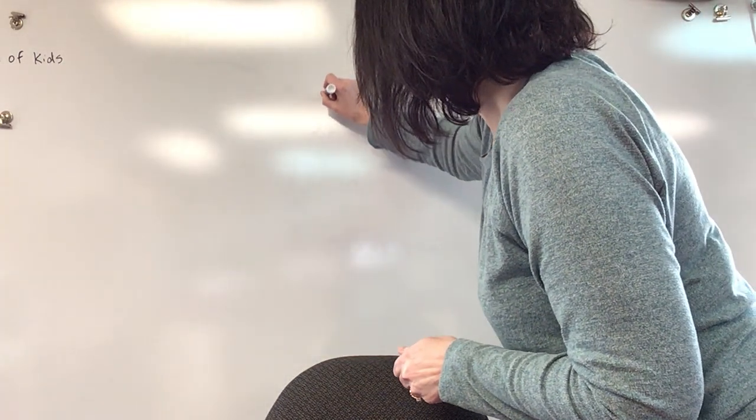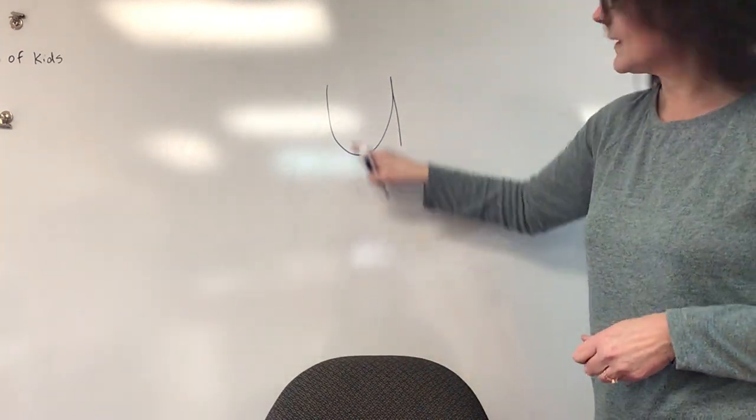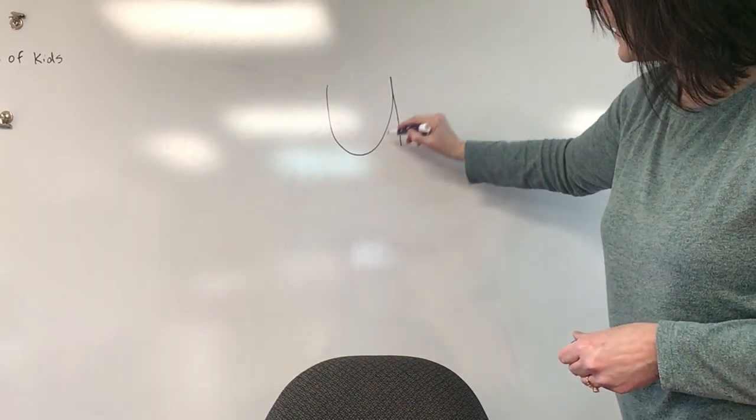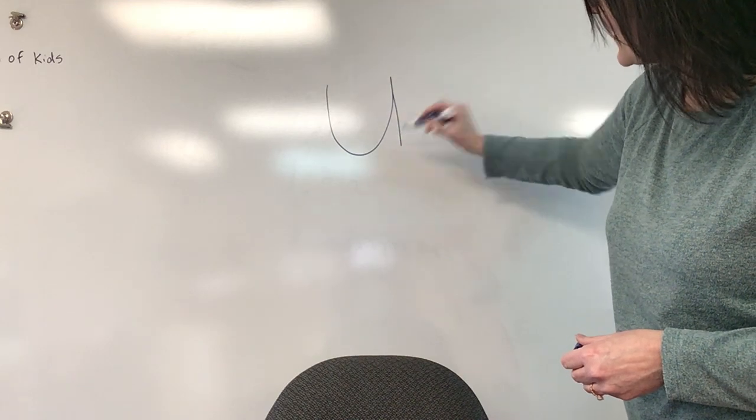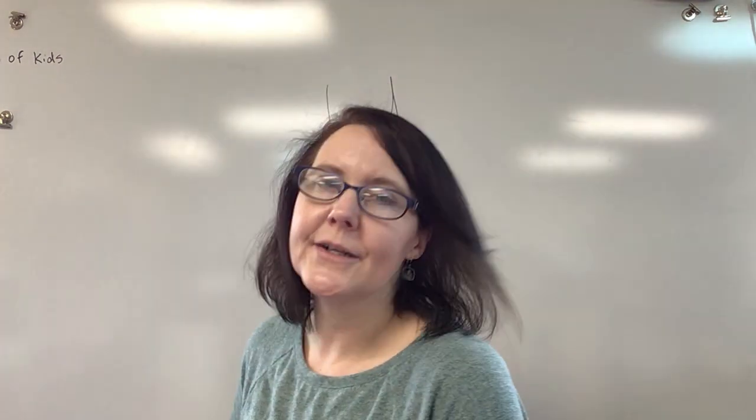Okay, a U looks like this. There's a U. It looks kind of like you're going down a hill and back up a hill. And then we have a line straight down. And that's called a U. U is for umbrella. U is also for upside down. So U is kind of a fun letter. And we're going to be talking a little bit more about U as the week goes on, okay?